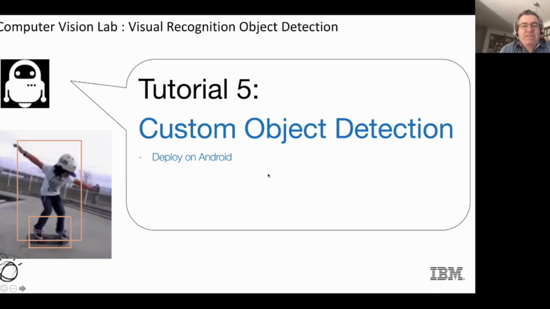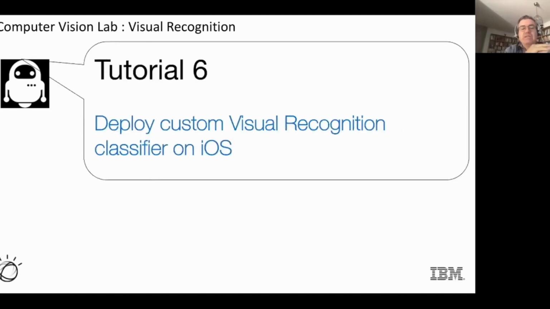And then the other one is tutorial number 6, which I already mentioned, which is rather lengthy because you need to install Xcode, and Xcode takes quite a long time to install on your machine. And even more, if you don't have a Mac machine, you need to create a virtual machine to install it. But you can do the custom visual recognition download onto an iPhone environment in order to do custom classification on iPhones, or tablets or iPads, etc.